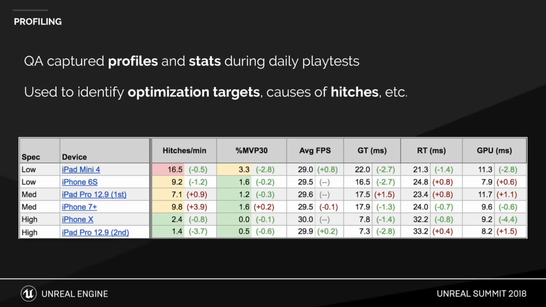We also captured statistics during our playtests to identify particular targets. One of the important ones is the number of hitches per minute. So this is how many times in a minute the player is going to experience a big stutter in the game. And that was, apart from frame rate, our other key metric we tried to optimize for.